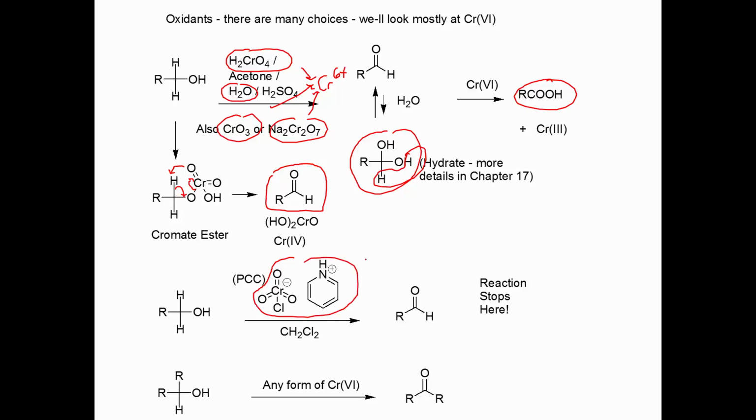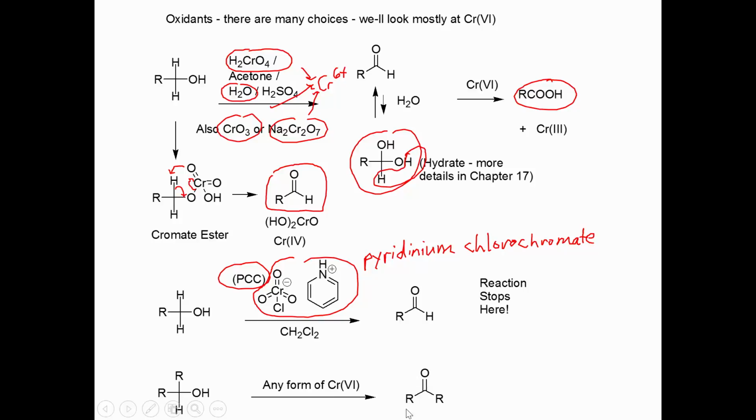This is a compound called pyridinium chlorochromate. I'll just draw it out one time. Kind of a mouthful, right? We're just going to abbreviate this in all reaction equations with these three letters, PCC. This is done in the absence of water. When there's no water present, you don't make a hydrate, and your product is the aldehyde, and the reaction does not go any further.